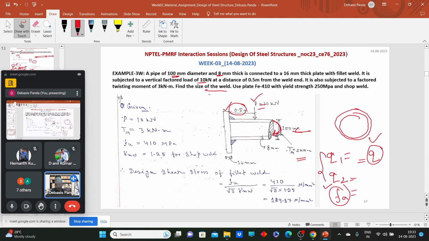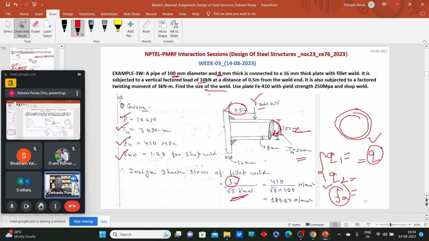Which data is given? P is given, twisting moment is given, fu, the ultimate tensile strength of the plate, is given. It's a shop weld, so the partial factor of safety you can find from table 7. Now, what should be the design strength? Design strength of the fillet weld, design strength per mm square. So what will be that? It is fu by root 3 gamma mw.